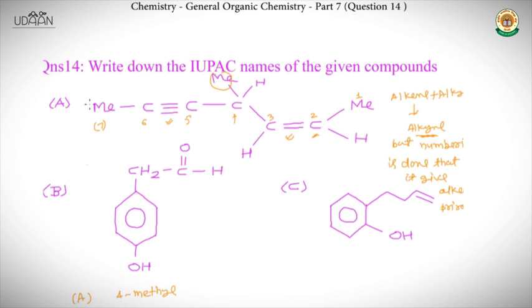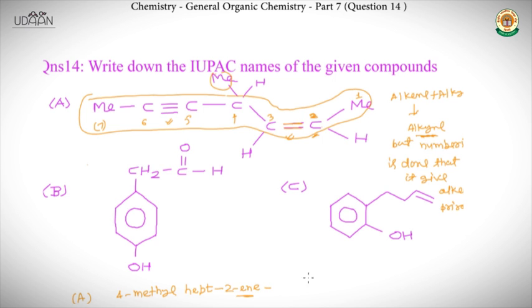The main chain contains 7 carbons, so hept, because hept is the name for 7 carbons. Now I have alkene at second carbon, so 2-ene. The tricky part is that I have to write ene first and yne next, 5-yne, because the compound is termed as alkyne, but numbering is done from alkene. So this is the concept in this question.